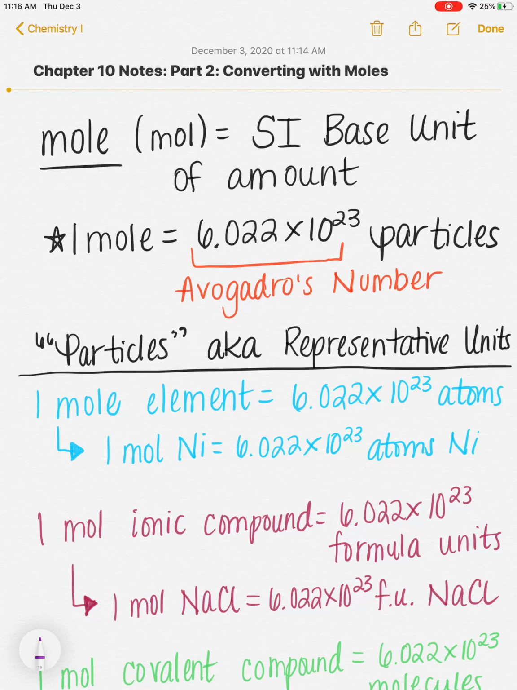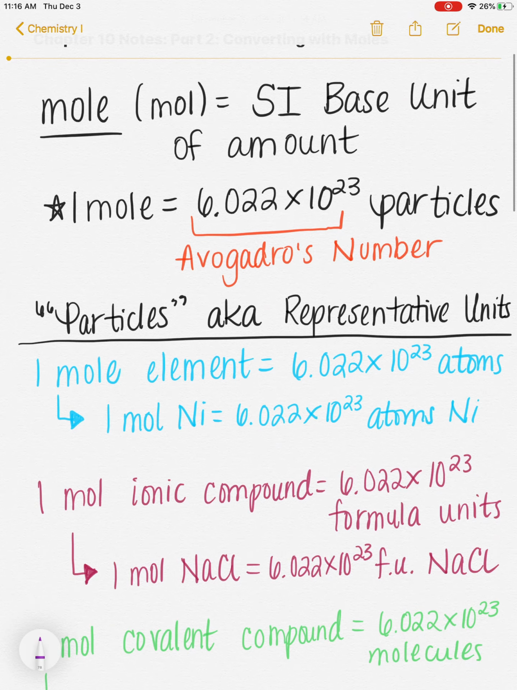Hello, today we are going to continue our discussion of Chapter 10. Today we are going to discuss converting moles to grams and atoms and other representative units. So let's begin today's discussion with a definition of the term mole. Mole is abbreviated as MOL, and it is the SI base unit for amount.